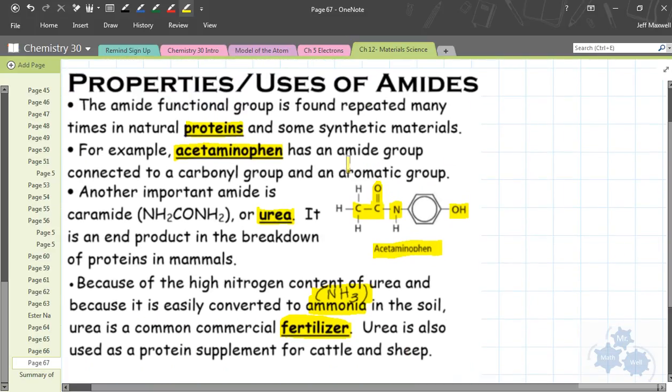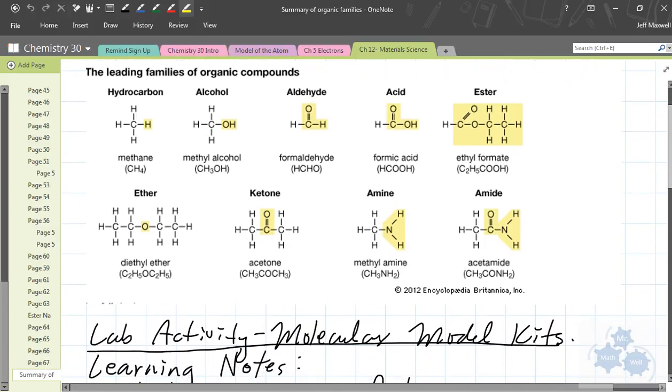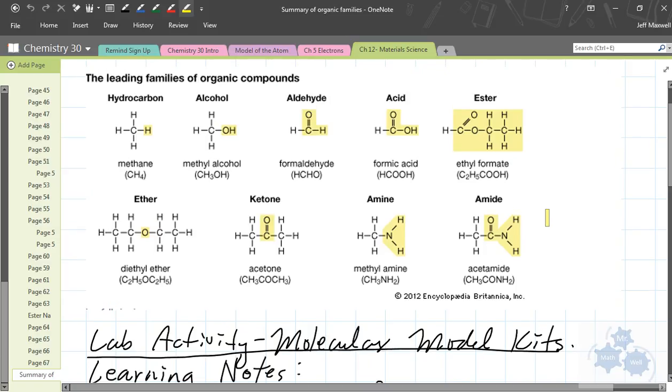All right, so it's in nature in proteins. Acetaminophen is a common amide, and so is urea, which is also used in making fertilizer. Okay, so if you have down those properties and uses of amides, that's good. All right, so that concludes the functional groups that we're going to study here. I did put this little slide up here, leading families of organic compounds.